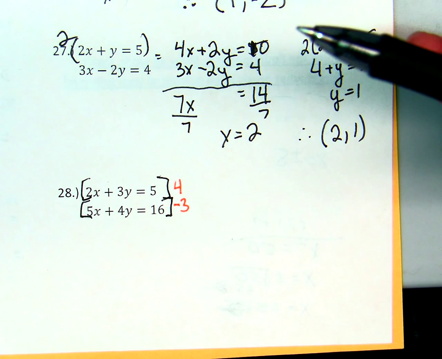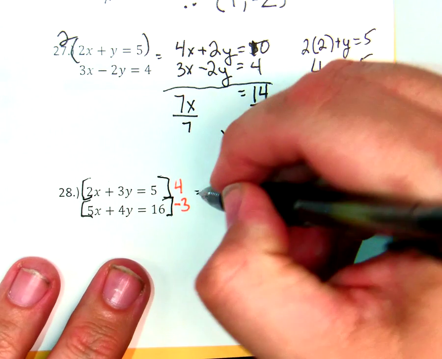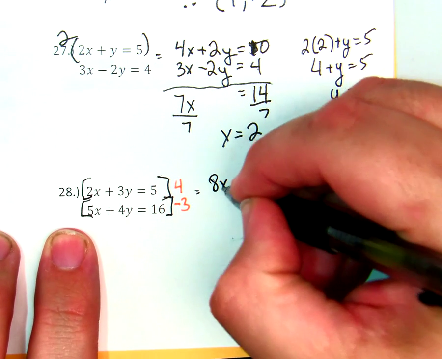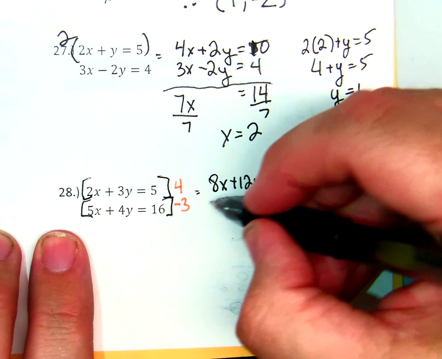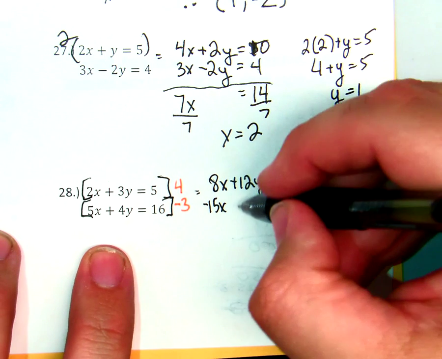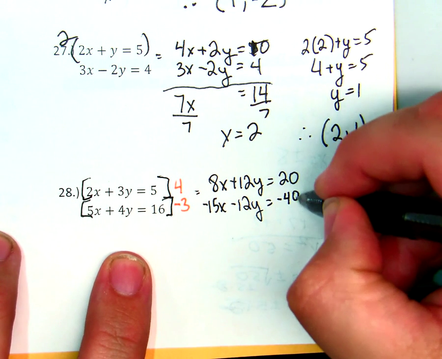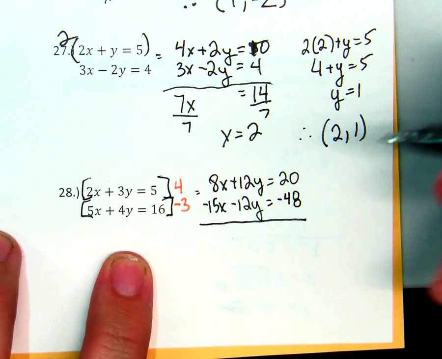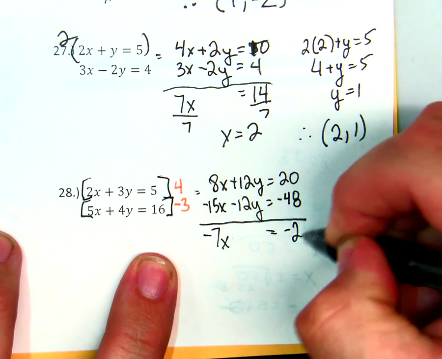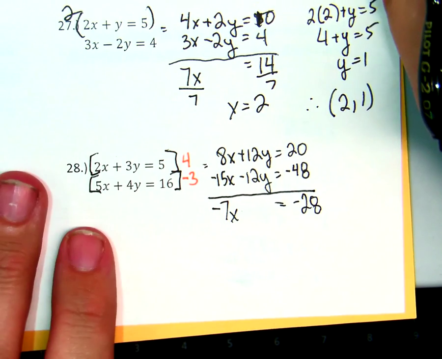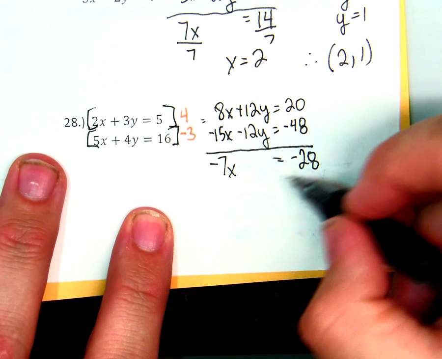So by doing this, that would be 8x plus 12y is equal to 20. Now I have negative 15x minus 12y is equal to negative 48. So that's a negative 7x. That's 0. That's negative 28. If you're a football fan, how many touchdowns do you need to score 28 points? 4. So in this case, x is equal to 4. Or you could divide by 4 and be done with it. So I got a 4.